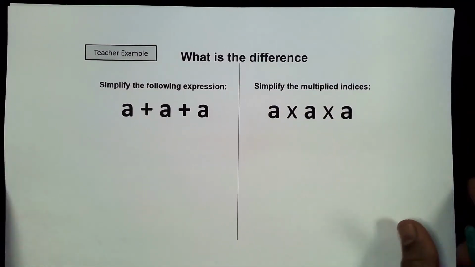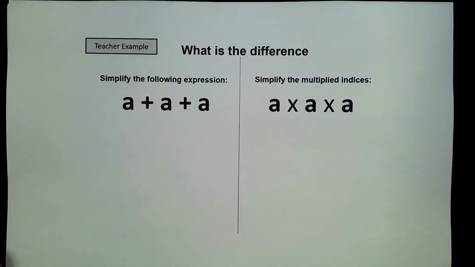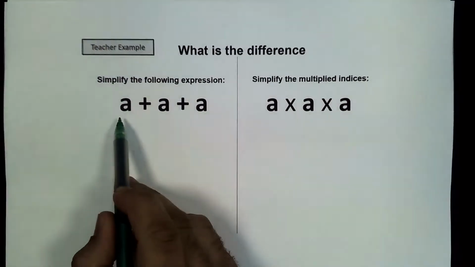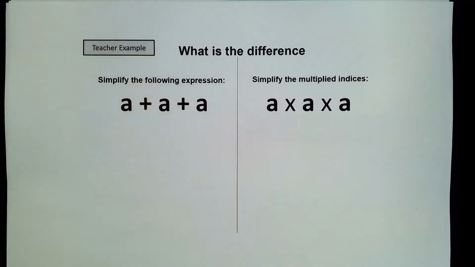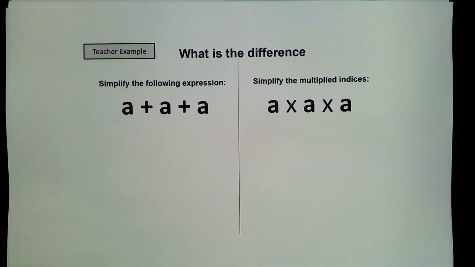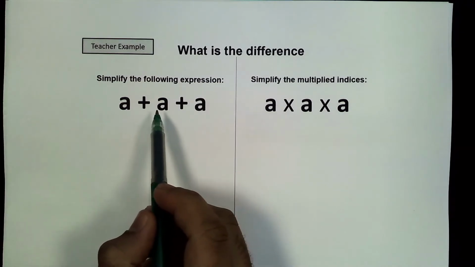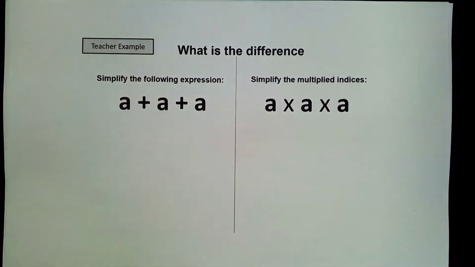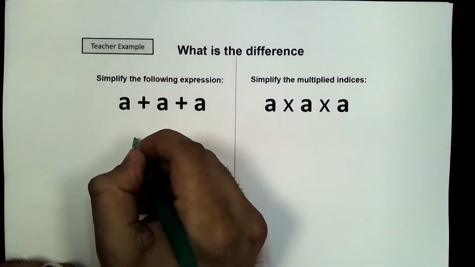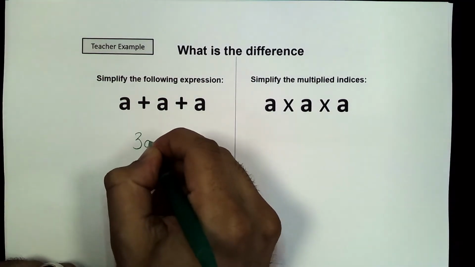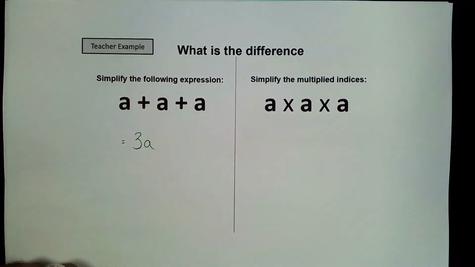What is the difference between these two? If I have A, add A, add A, think of them as things. So, for example, an apple, add another apple, add another apple is 3 apples. Okay? So that's 3A. Nice and simple, 3A.